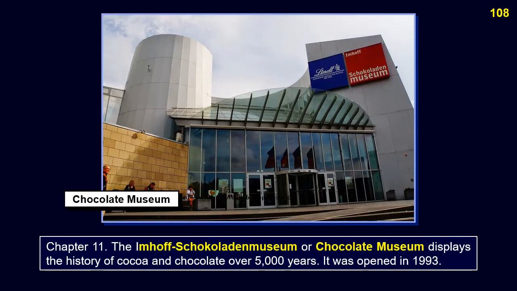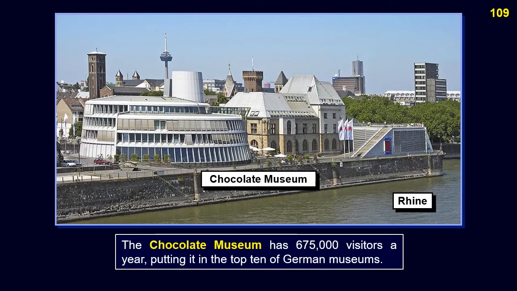The Imhoff-Schokoladen Museum, or Chocolate Museum, displays the history of cocoa and chocolate over 5,000 years. It was opened in 1993. The Chocolate Museum has 675,000 visitors a year, putting it in the top 10 of German museums.